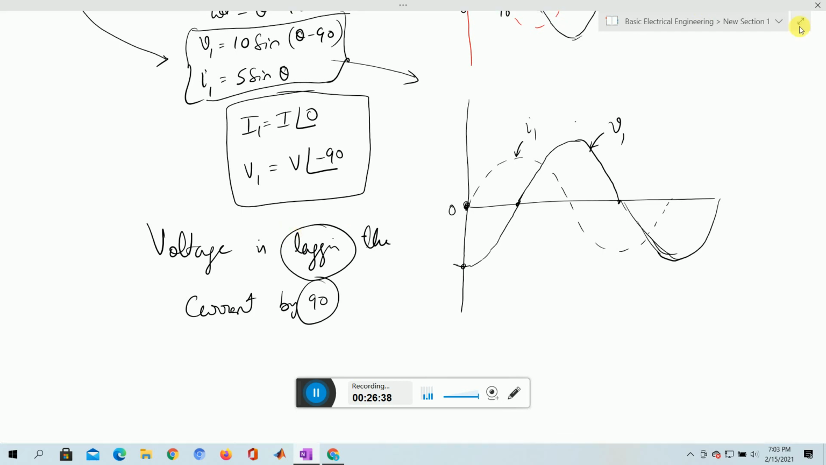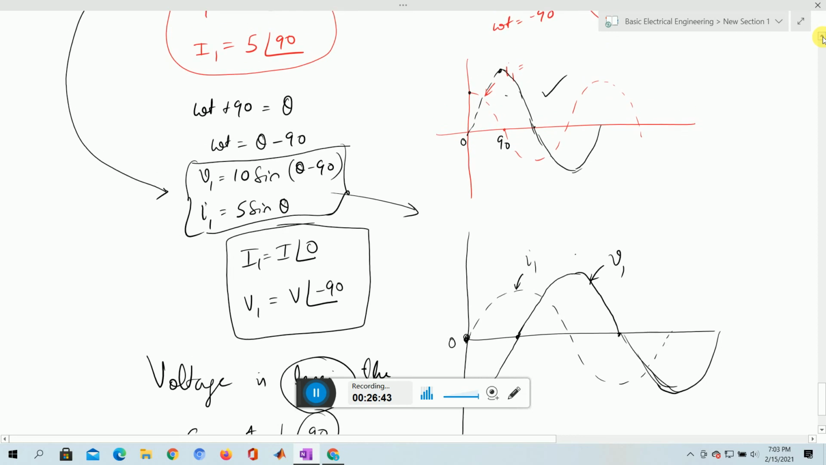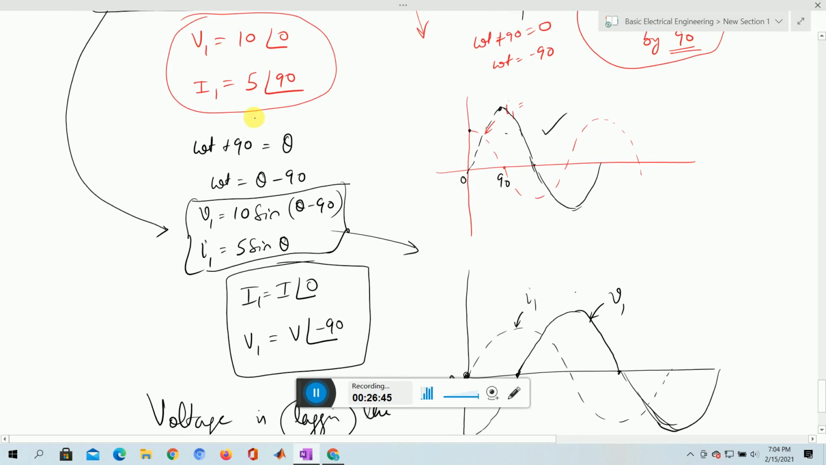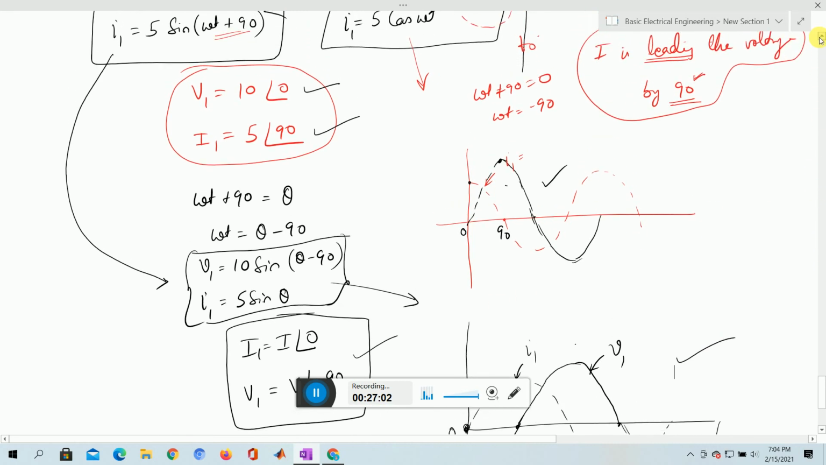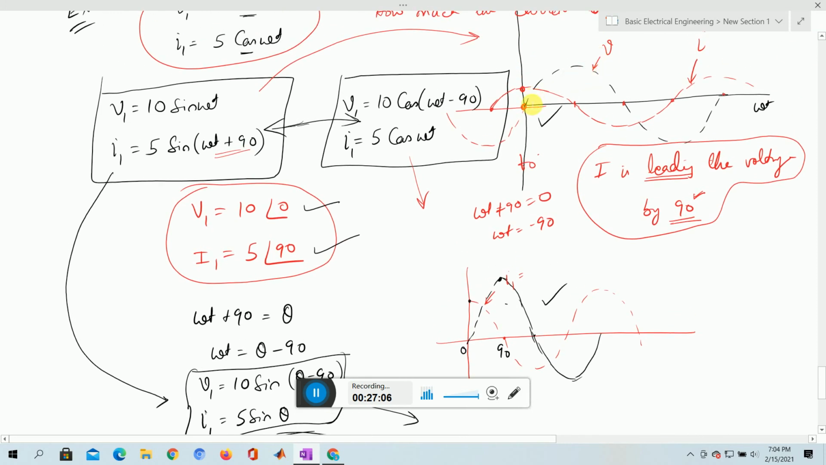Let us see the previous one at the same time, so that we can reflect on both. You can see that we wrote 10 angle 0, then 5 angle 90. The current is leading the voltage, or we can write that the voltage is lagging the current. Both the waveforms we drew give the same picture, with the voltage and current here.